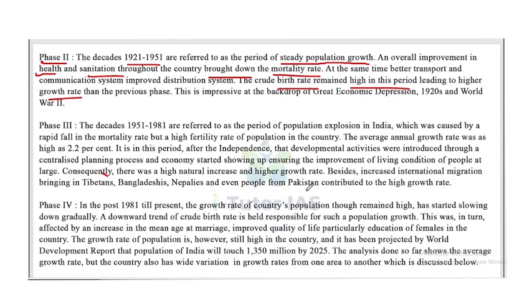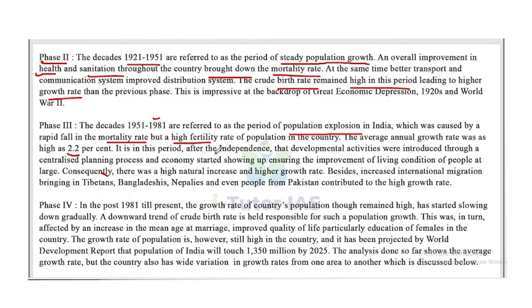Now, phase 3. The decades of 1951 to 1981 are referred to as the period of population explosion in India, which was caused by a rapid fall in the mortality rate but a high fertility rate of population. The average annual growth rate was as high as 2.2%.